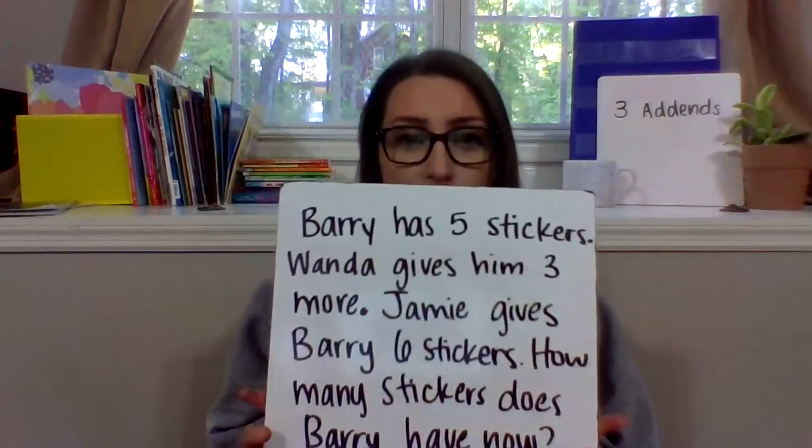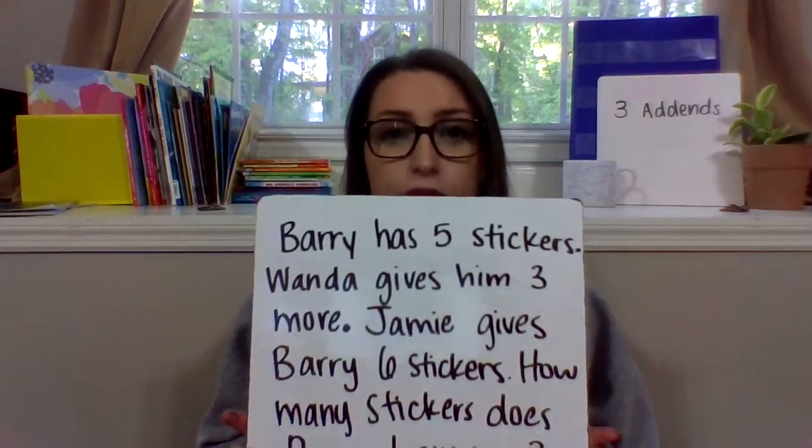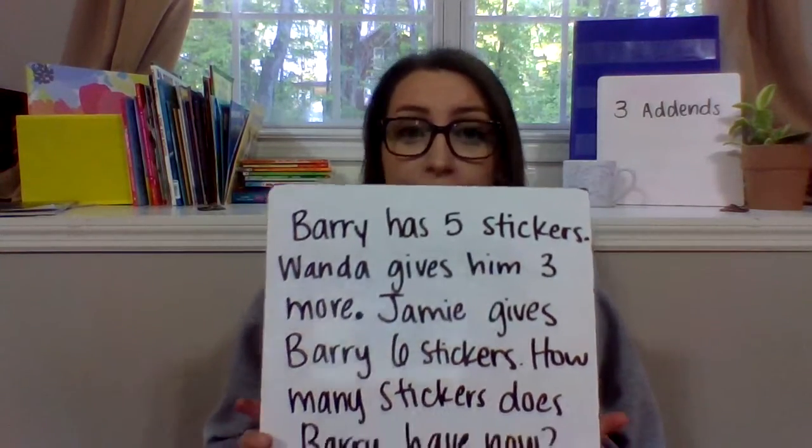Barry has 5. Wanda gives him 3 more. Jamie gives Barry 6. How many does he have now? So, what I'm going to do is I'm going to write B for Barry. And I know that Barry has 5, so I'm going to put him with 5. I'm going to write W for Wanda. I know that Wanda's got 3, so I'm going to write 3. And then I know that Jamie gives him 6, so I'm going to go ahead and draw those out too.